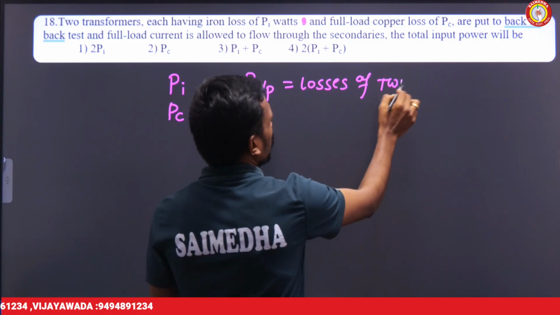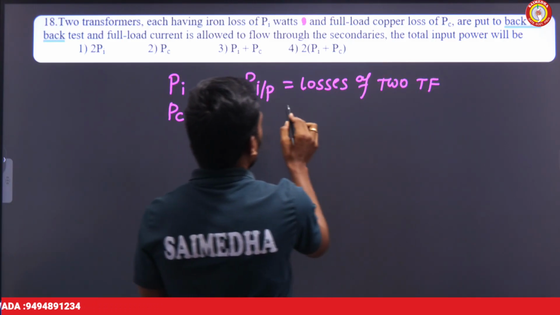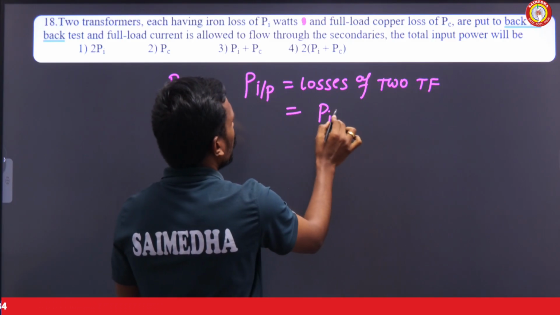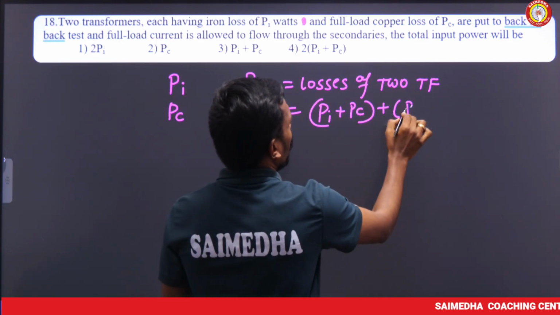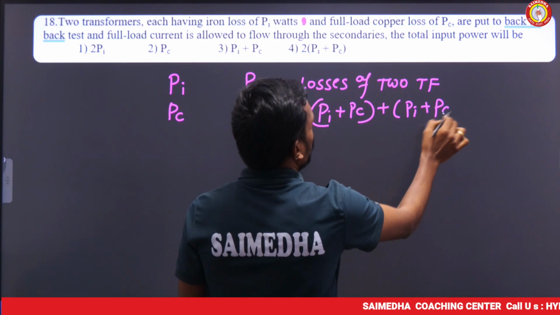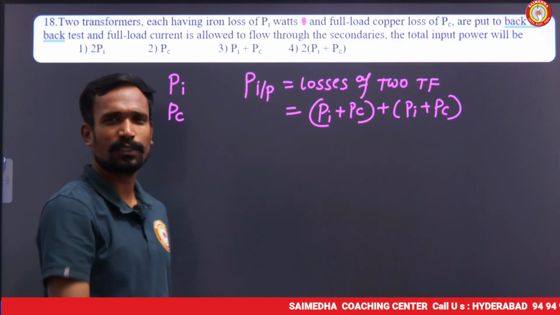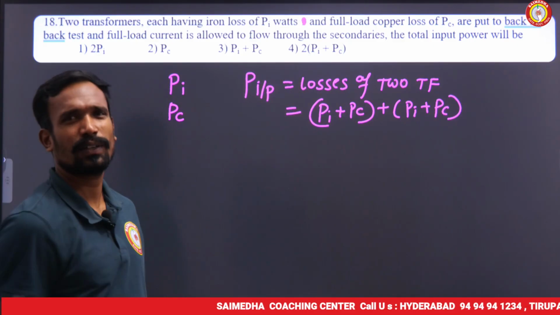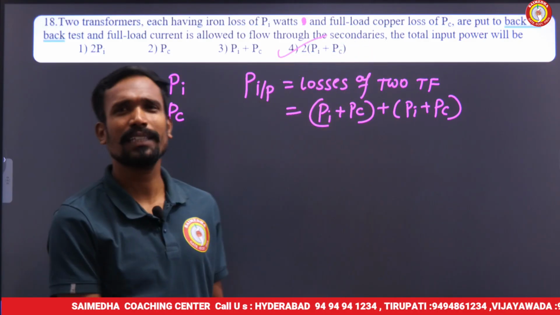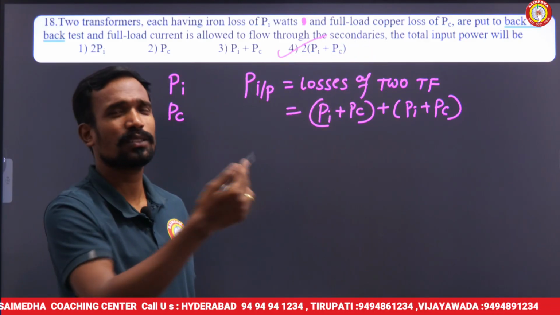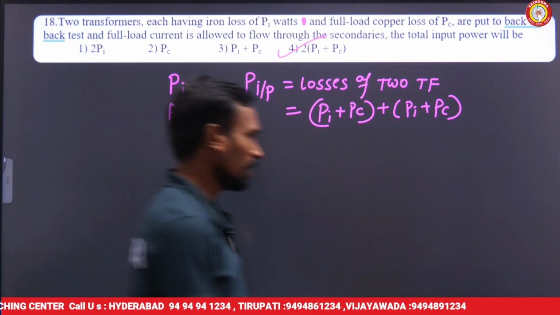What is the loss of one transformer? One transformer has iron losses plus copper losses, and the other transformer also has iron losses plus copper losses, because both are identical transformers. So the answer is 2 times the iron losses plus copper losses. We discussed this question in the class also. Next.